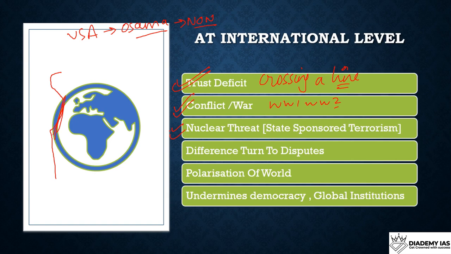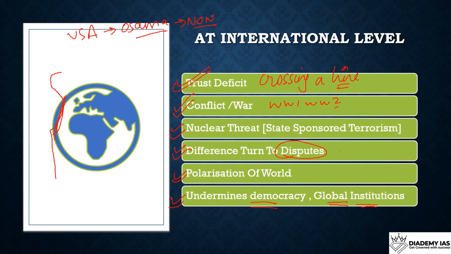Okay, now if the ethics are not followed, many differences will turn to disputes. Like with China, our border differences turn into a dispute time and again. But with Bangladesh, we solved it, right? So if ethics are followed, things are solvable. And if ethics are not followed, there might be polarization of the world based on religion, based on right or left political dispensation. So basically, the worst thing that happens, if any question comes, you can write it in the conclusion, that it undermines democracy and it undermines global institutions.